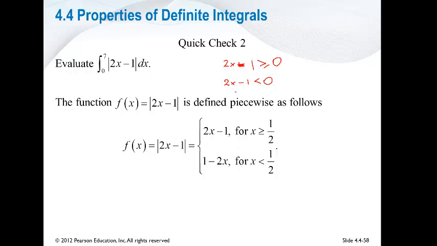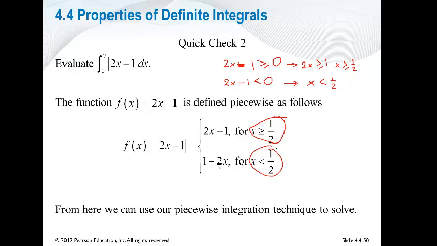or 1 minus 2x. So basically, if you solve this inequality for x, you will have 2x is greater than or equal to 1, or x is greater than or equal to 1/2. That's why you get x greater than or equal to 1/2. And for the other part, we solve this, so it will be x is less than 1/2. So we know that if the value under the absolute value is positive or 0, then the absolute value function is exactly the same. If it's negative, we put a minus in front of it, which yields 1 minus 2x. Okay, so here we have the piecewise defined function.